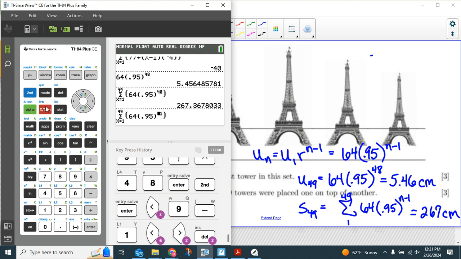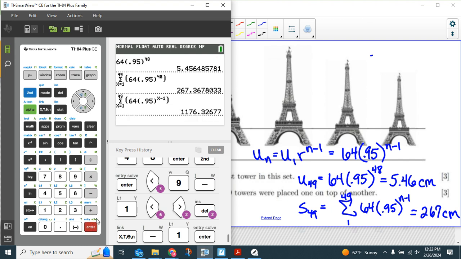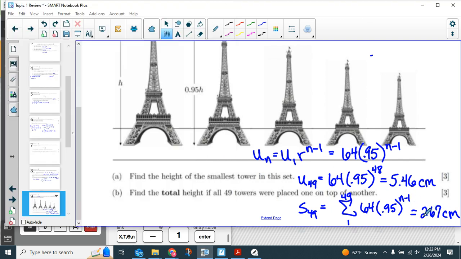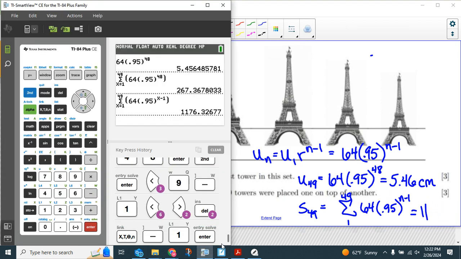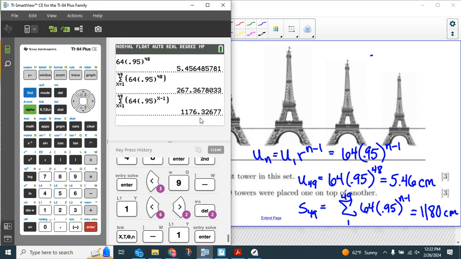All right, so what are we doing here? X minus 1, right? Yeah, it's going to be way bigger than this. It should be anyway. There we go. Whoa. So what was it? 11 something? 76. You could write out that whole thing, or to 3 sig figs, it would be 1180. But it's totally fine to answer 1176.32677, right? They'll always take an exact, they consider that exact. So either way.